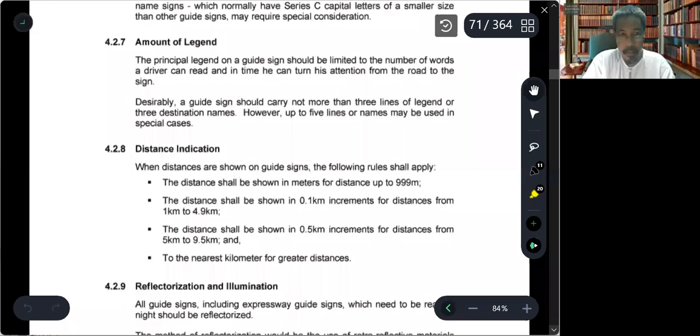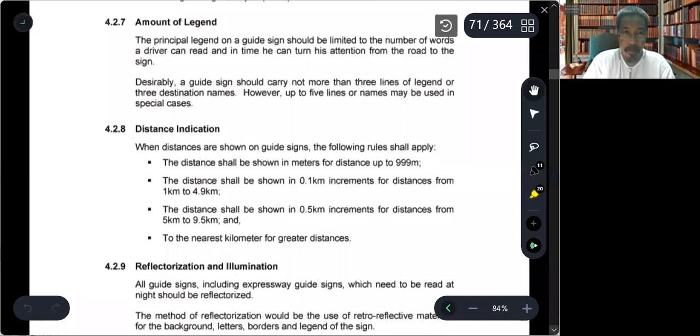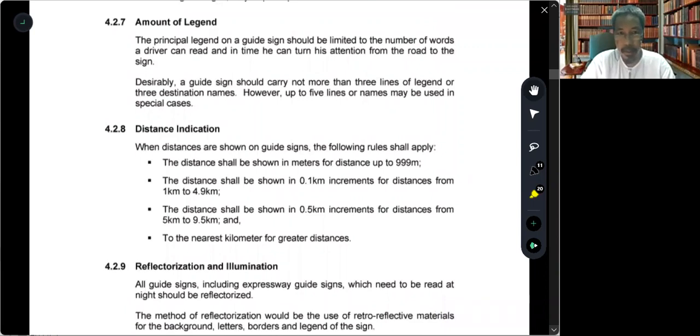How much legend has to be used? The principal legend on the guide sign should be limited to the number of words a driver can read in the time he can turn his attention from the road to the sign. His vision, his focus is going back and forth from the road to the sign. Desirably, a guide sign should carry not more than 3 lines, okay? Not more than 3 lines. That is a desirable standard, or 3 destination names. However, up to 5 lines or names may be used in special cases.